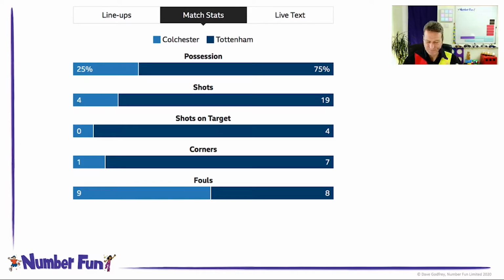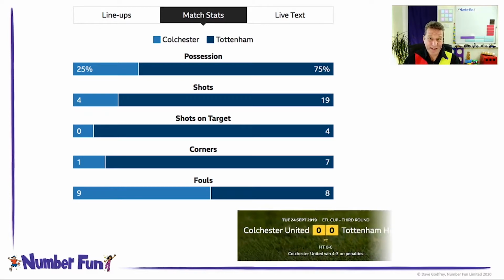Well, this is a use of bars. So actually what happened in the game was that Colchester United and Tottenham drew 0-0, and amazingly my little team won on penalties. So we got through to next round.